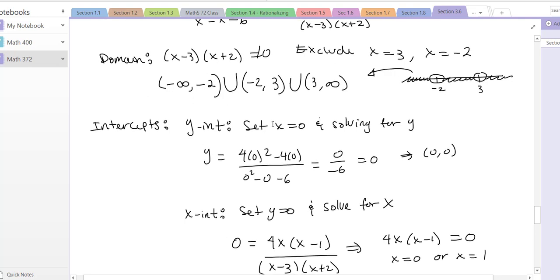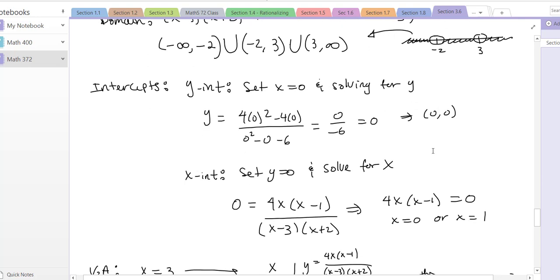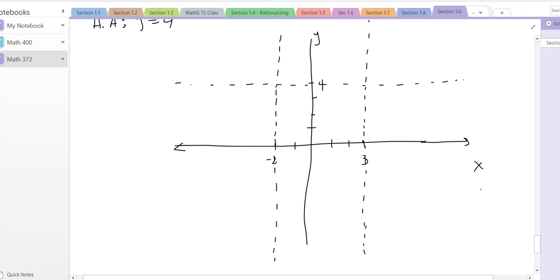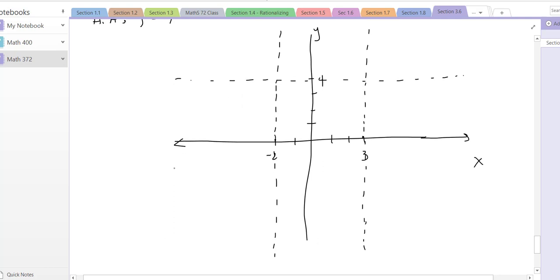So my y-intercept was (0, 0). And our x-intercepts, I didn't write them as points. So the x-intercept is when x is 0, y is 0, or x is 1 when y is 0, right? We set y equal to 0. So we have (0, 0) and (1, 0). So our x and y intercept match up at (0, 0), and then the other x-intercept is (1, 0).